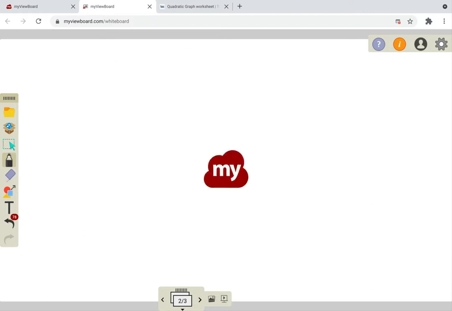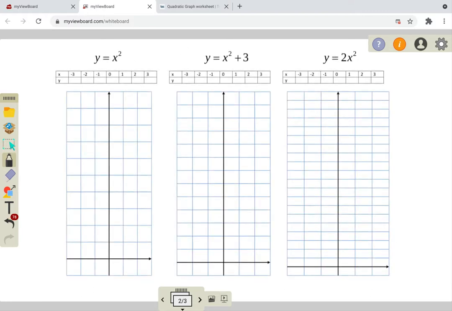Okay, so let's go through some examples. We have the most common quadratic graph, y equals x squared. Let's plot this from a table of values. As you can see, I have the values of x, which are minus 3 to 3. Let me just put these on the graph. Minus 3 would be there, and then minus 2, minus 1, 0 in the middle, 1, 2, and 3.